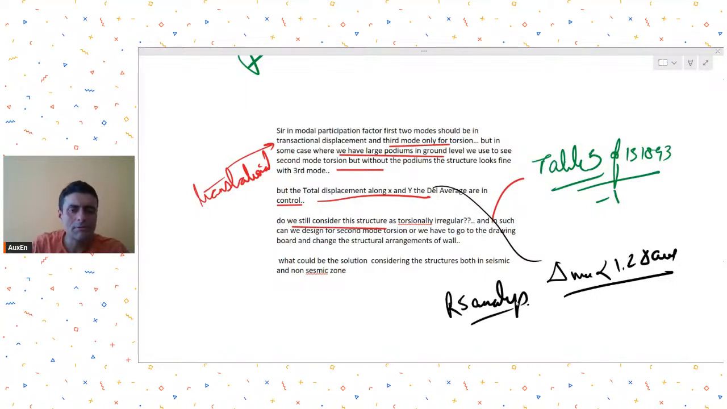See, for some shapes of the building, for some plans, it will be impossible for you to have the first two modes as translational modes. It will not be possible for you. So this is the way to do it. The code is quite clear. You just go through that Table 5 criteria, and I think you will understand what needs to be done.